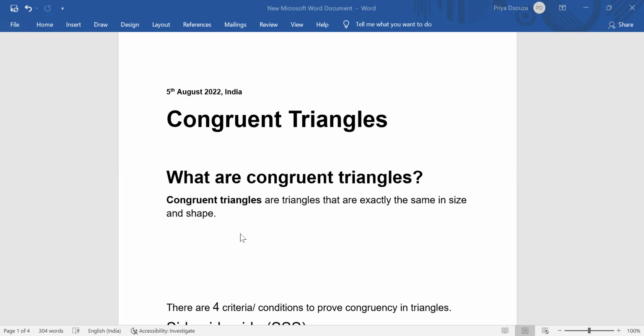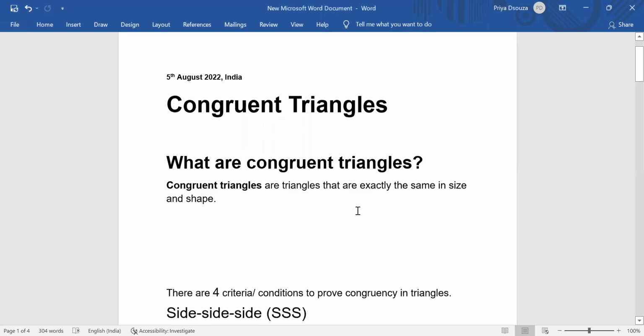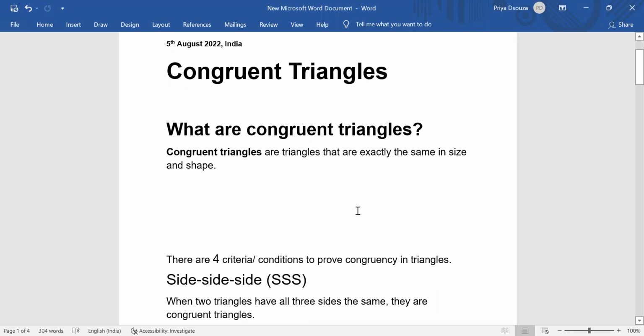Congruent triangles are triangles that are exactly the same in shape and size. The shape should be the same and the size should also be the same. Then we can say the two triangles are congruent. It simply means that when you superpose one over the other, they exactly coincide. They are replicas of each other, the mirror images of each other.